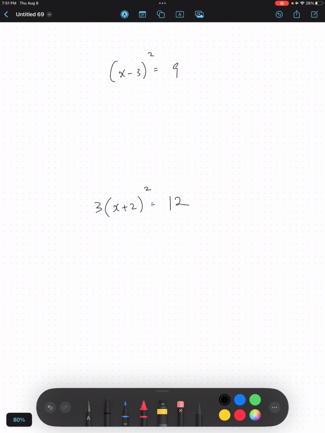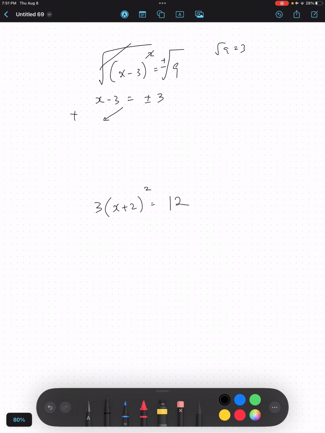Okay, so let's say we have these two questions. For the first one, you have nothing in front, so you can take the square root of both sides. Then the right side becomes plus minus root 9. The left side cancels out. You have x minus 3 equals plus or minus, well, root 9 is 3. So you have plus or minus 3.